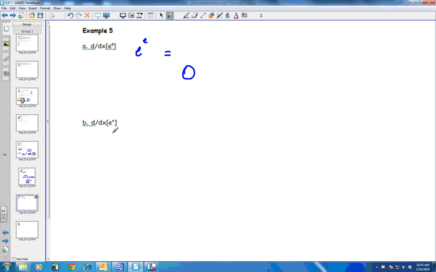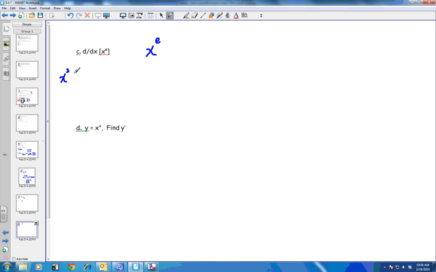Okay? The derivative of e to the x. Well, we learned the derivative of e to the x is e to the x. Part C, I have x to the e. So I want to find the derivative of x to the e. Well, remember, e is just a number like 2. Well, how would I find the derivative if this was x squared? I'd bring down my exponent and subtract 1 from the exponent. So that's what I'm going to do here. Bring down my exponent and subtract 1 from the exponent.